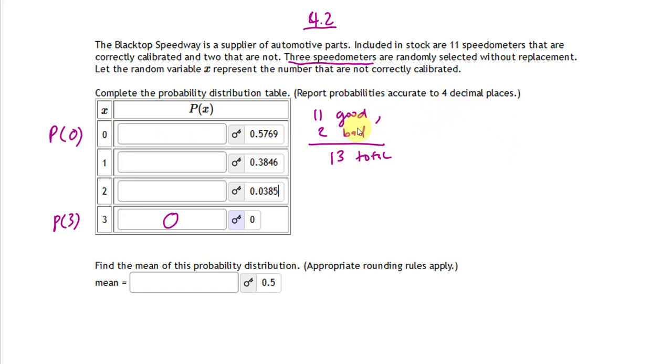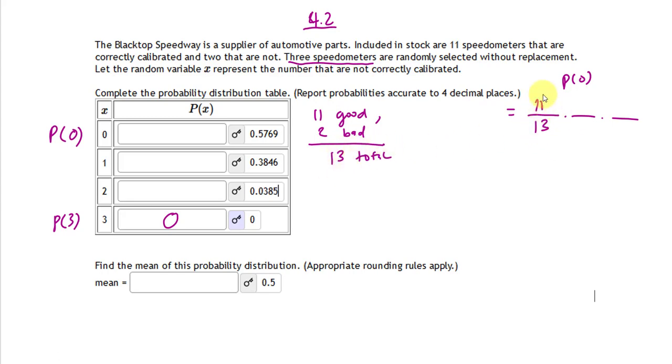So let's find P of 0. When I select 3 of them out, I want all 3 of them to belong to the good ones, because I don't want to have the bad ones. I'm looking for P of 0, and 0 represents 0 bad ones. So 3 of them I want to be only the good ones. Because you want the good ones, we focus on the good portion. We have 11 good items, right? 11 out of the total.